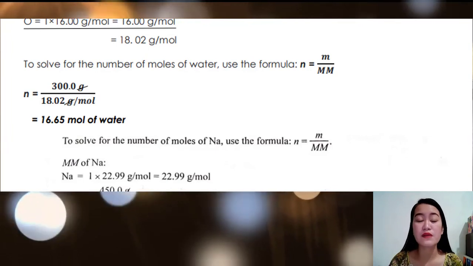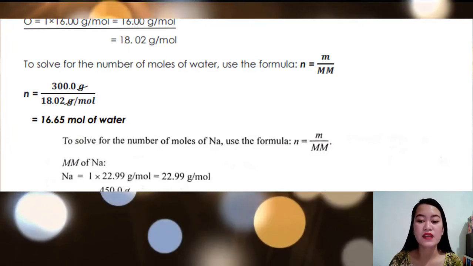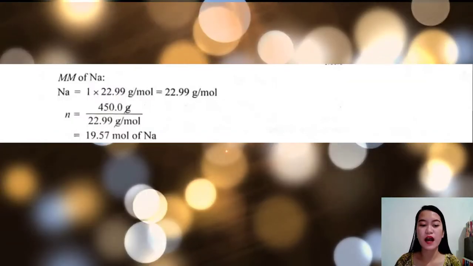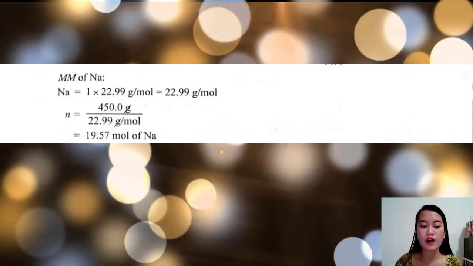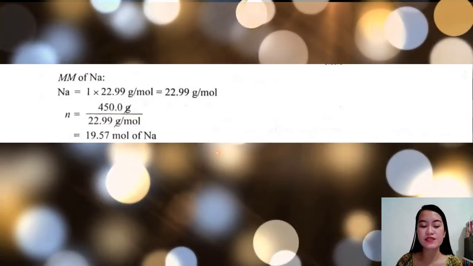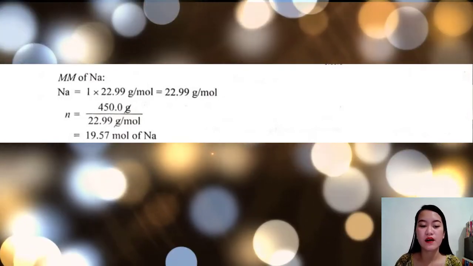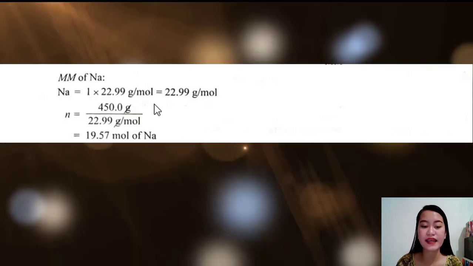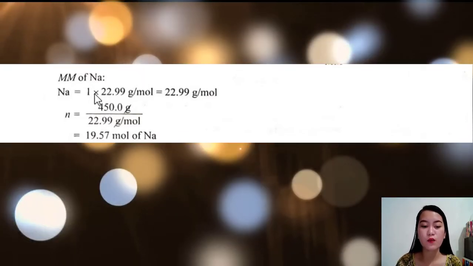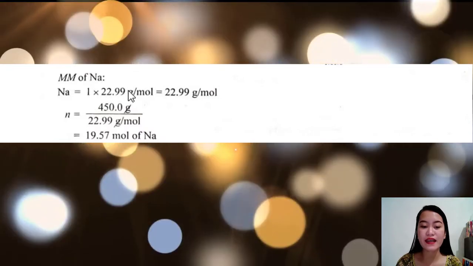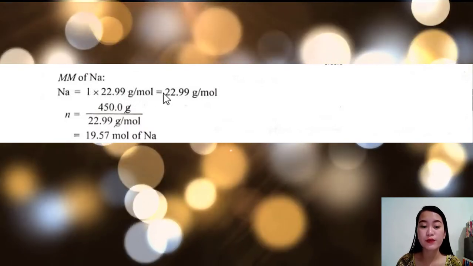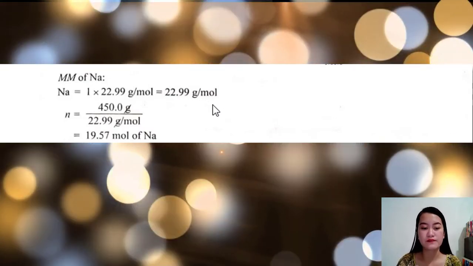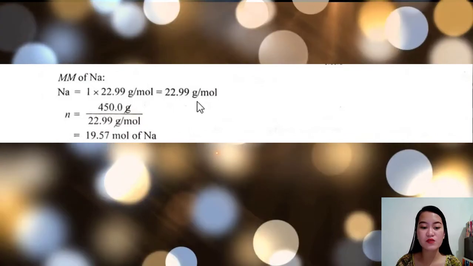Okay, next, to solve for the number of moles of Na, use the formula n equals m over MM. Okay, the same formula. Now, molar mass naman ng Na. Okay, so how many atom of Na do we have here? Okay, so there is only one. Okay, and then the individual mass of the Na is 22.99. Okay, so 1 times 22.99 gram per mole, we have 22.99 gram per mole.